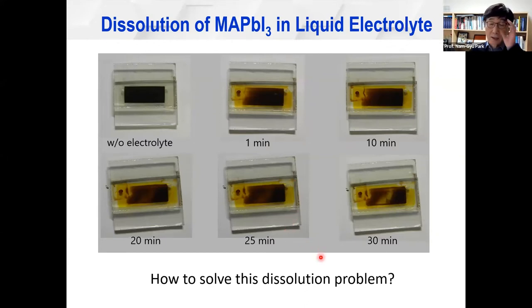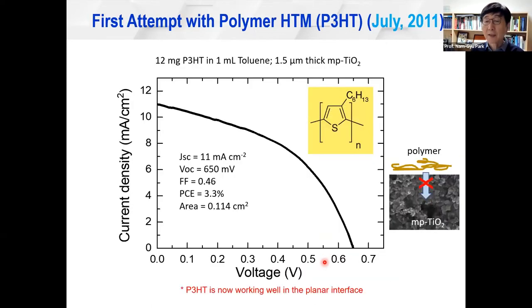Therefore, the question is how to solve this dissolution problem. Then the answer is very simple. We can switch the liquid electrolyte with a polymer hole conducting material. First, I tried the well-known P3HT polymeric hole transporting material. However, at that time, the efficiency was not good because it was very difficult to infiltrate the polymeric material into the mesoporous titanium oxide.